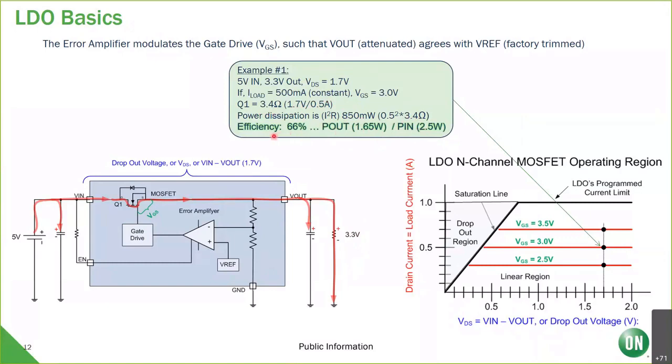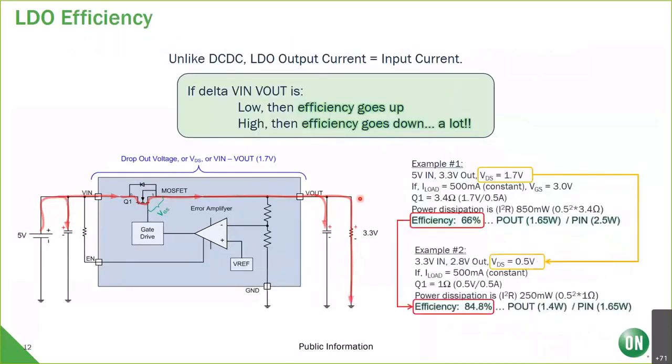But before I go into that, I just want to summarize. The error amplifier modulates the gate drive, the VGS, such that the attenuated V out agrees with the VREF that's factory trimmed for accuracy across process and temperature. So unlike DC to DC, LDO output current equals the input current, right? So that is a difference. And really, in a way, it's not different because what happens is the power gets dissipated in the FET, okay? A lot of power gets dissipated in the FET, and that's why it's not that efficient.